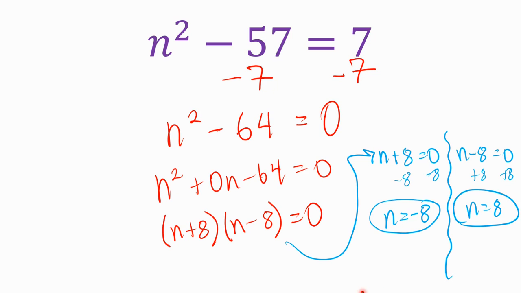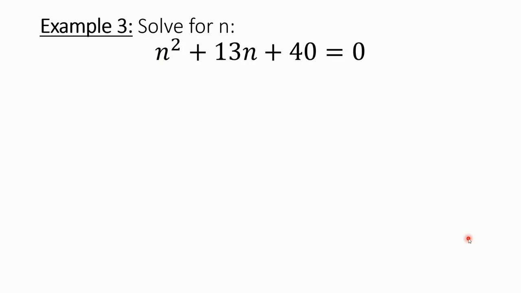And there we go. I'm assuming that most of you at this point can see right away, oh, n equals 8 and negative 8. So you don't need to show this necessarily. And remember, if we get two answers that happen to be the same number, one positive and one negative, you could just instead say n equals positive or negative 8. That's okay too. Let's do example 3 together.